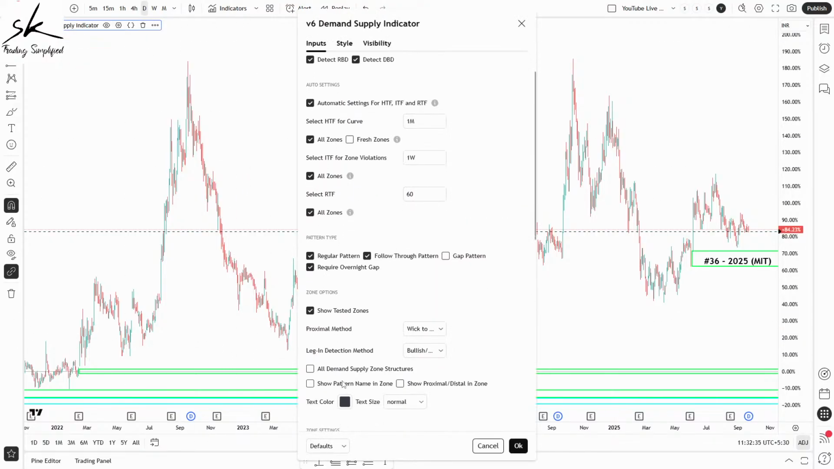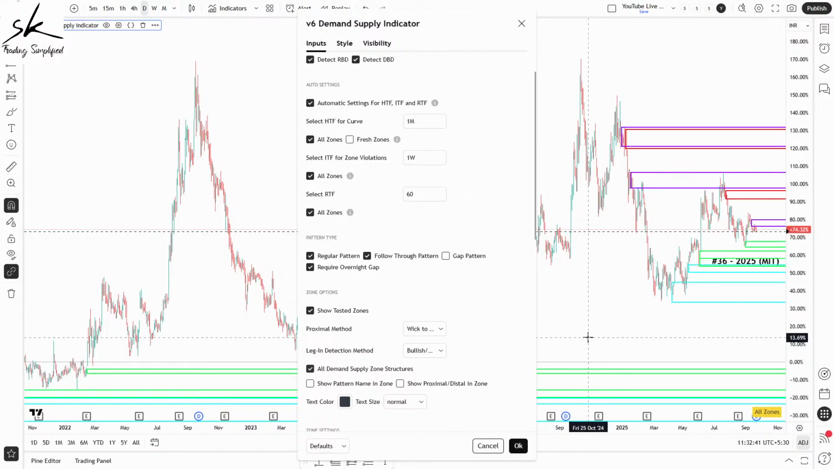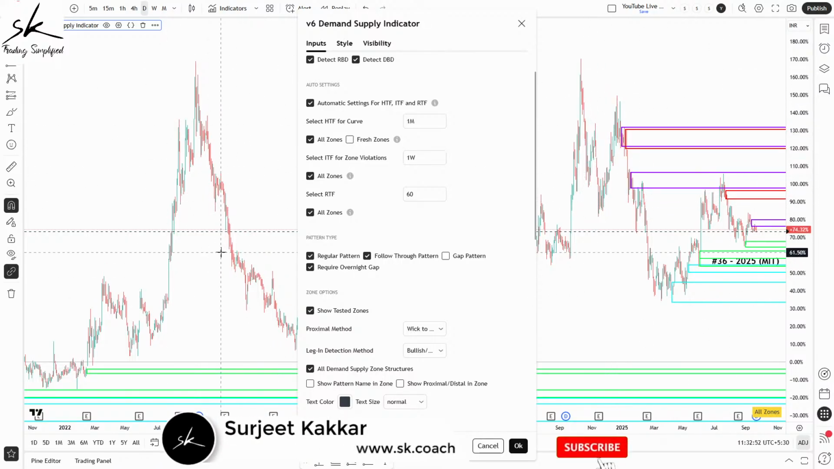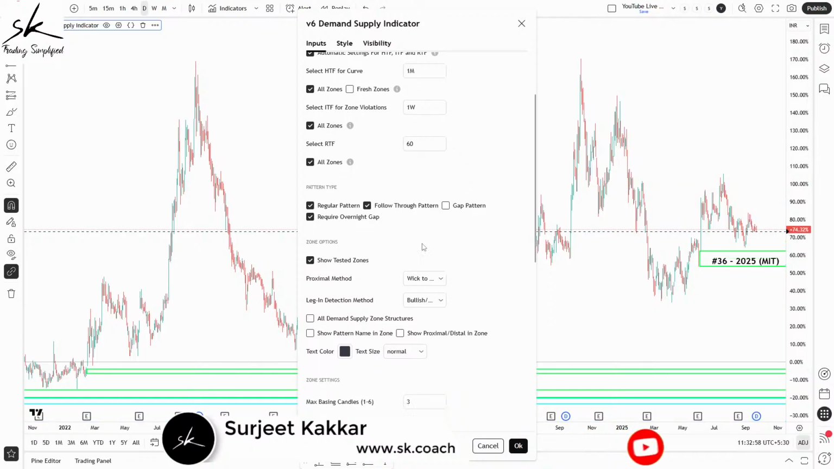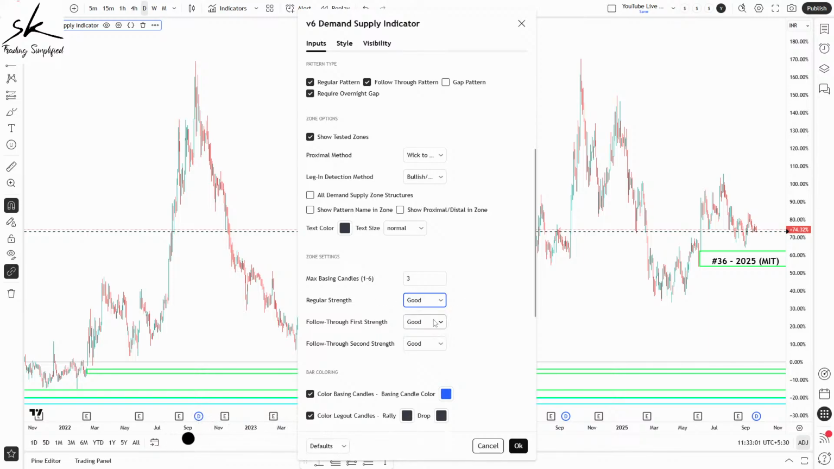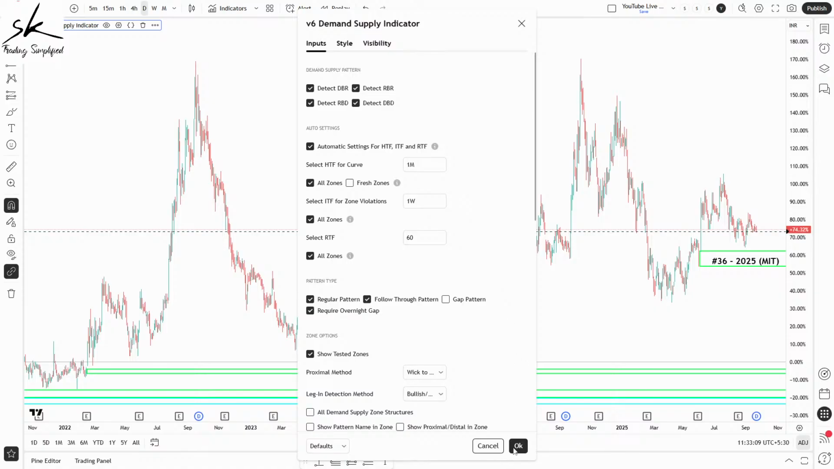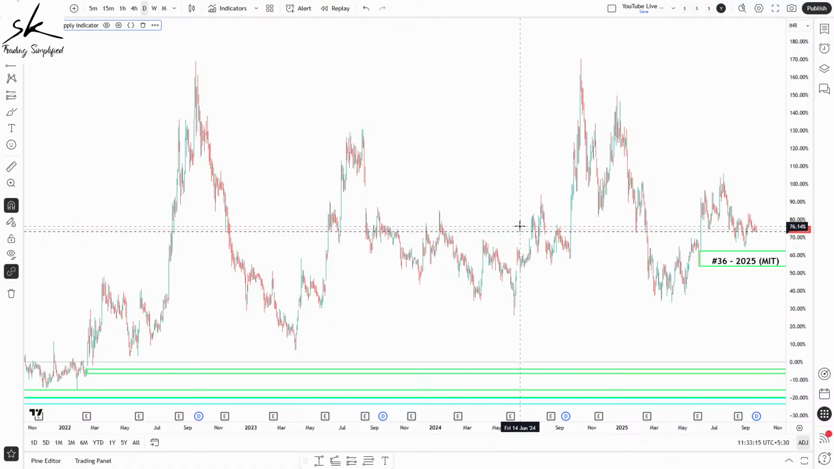But if I just change it, just as an example, to all demand supply structures, which means I don't need only quality areas, I need anything that is demand, anything that is supply, you can see that it is now identifying even more areas of demand, and it is also identifying even more areas. In fact, now it is also identifying areas of supply, which it was not initially doing. So yes, you can always click on all structures if you want to see all the structures. You can also modify your quality settings. So let's say if I say for a single leg out I want good, then you can see you still have some quality areas, but now it is based on good, not based on explosive. So yes, we have given all these options so that you can modify the kind of zones you want based on your personality style.